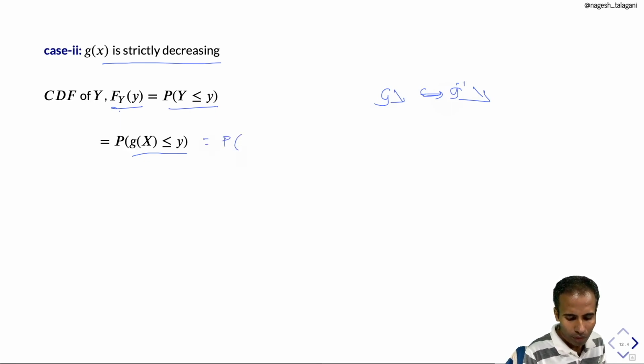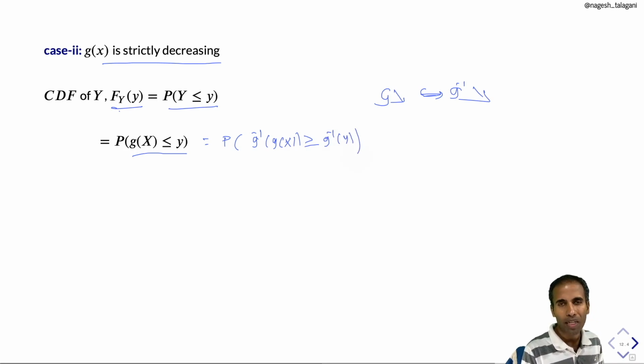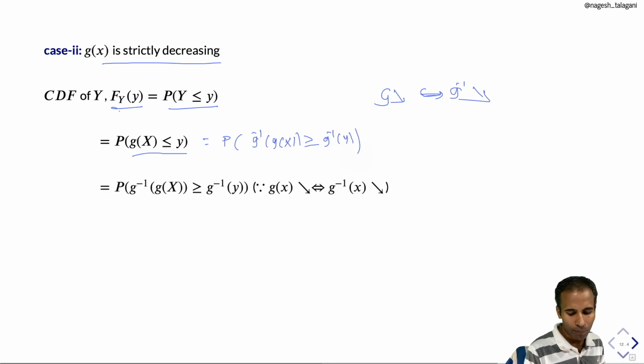If I take g inverse on both sides, the inequality will be reversed like this: probability of g inverse of g of X greater than or equal to g inverse of y. See, the inequality got reversed as we applied g inverse, which is a strictly decreasing function. That's why in the next step we will write the probability of g inverse of g of X greater than or equal to g inverse y.